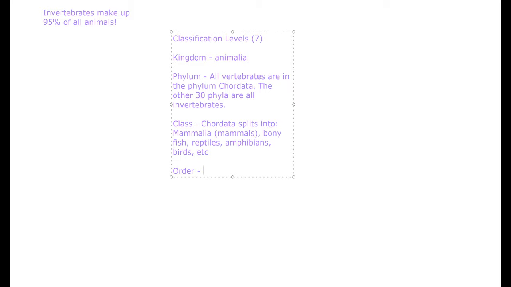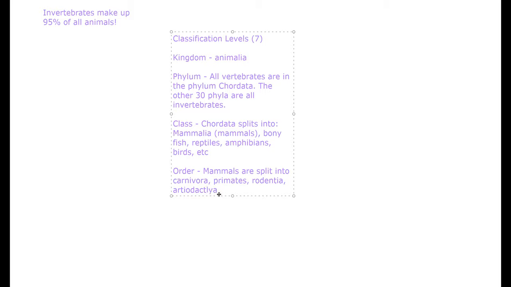So mammalia, right? Mammals are split into smaller groups. Again, they're called the order. We've got carnivora, which I'm sure we can guess what that is, hopefully. Primates, rodentia, hopefully we can guess what that is too. And artiodactyla, there we go. I was making sure I spell it right.